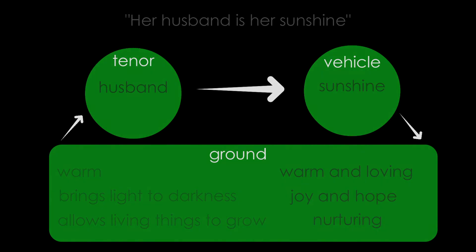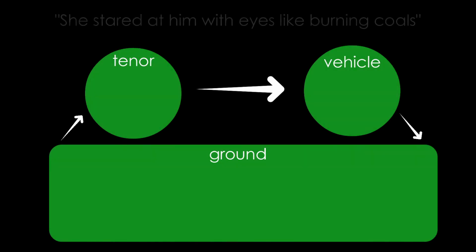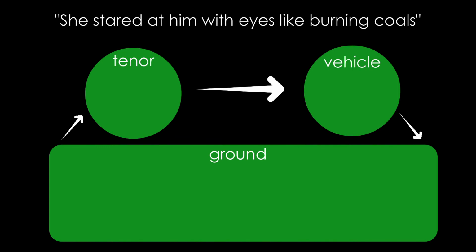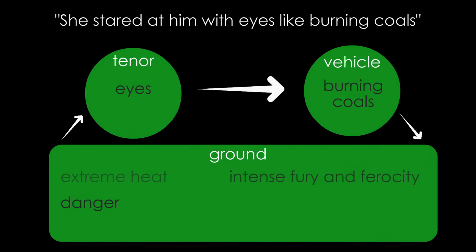Let's now return to our first simile. "She stared at him with eyes like burning coals." Here, the tenor is eyes, and the vehicle is burning coals. No other information is given, so we have to work out the ground for ourselves. The image burning coals suggests extreme heat and danger. Once we have transformed these concrete physical properties into abstract properties, we can infer that the woman is staring at him with intense fury and ferocity, and that there is imminent danger.